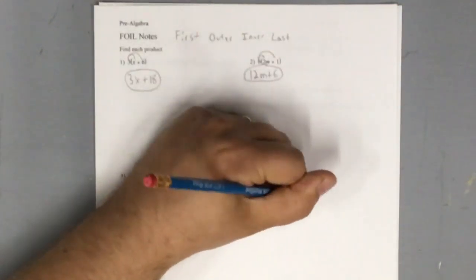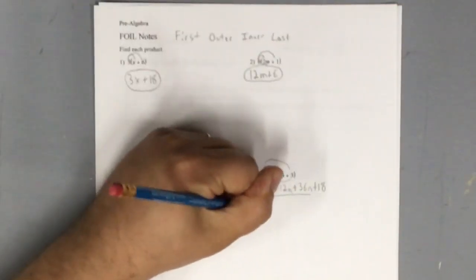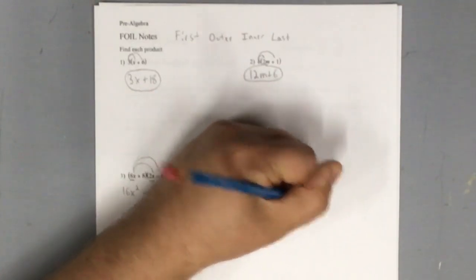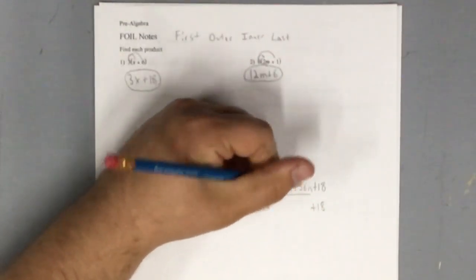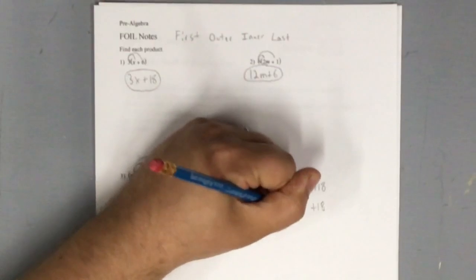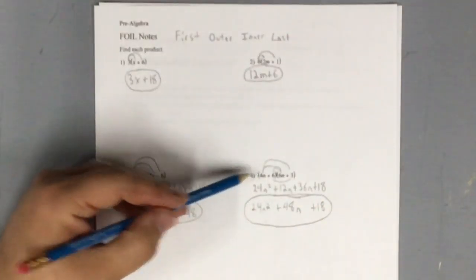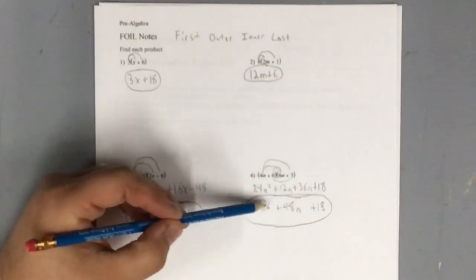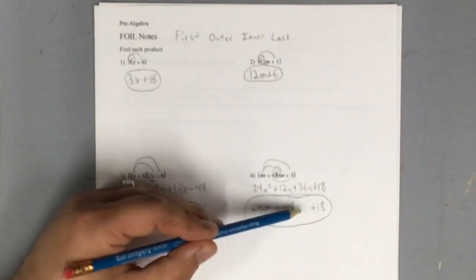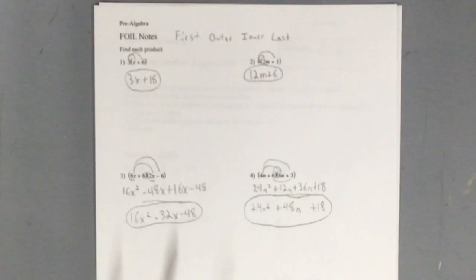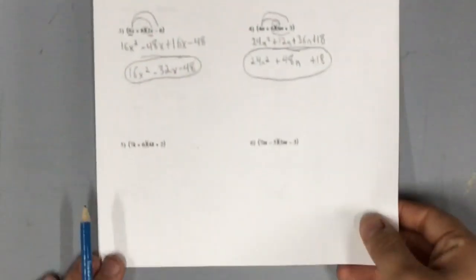I can again combine the things in the middle. So 24n squared stays, plus 18 stays. Positive 12 plus 36 would make plus 48n. If you notice, most of my answers for when I have two sets of parentheses, there's 3 parts of my answer. There's something squared, there's just the letter, and then there's just a number at the end. These last two problems are practicing the same thing.